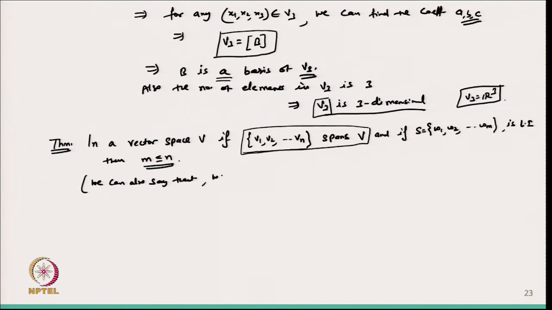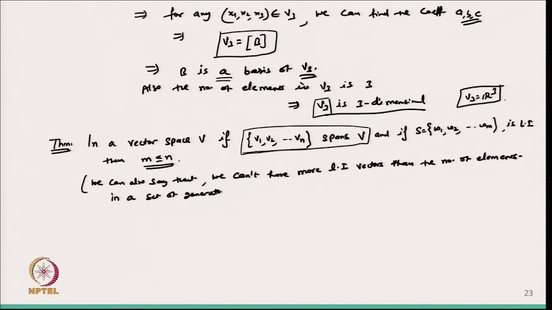Okay, so in this case we can also say that we cannot have more linearly independent vectors than the number of elements in a set of generators, or in the spanning set. Like here we have n elements in this generator, because it spans V, it generates V. Then we can say that if we have a set of linearly independent vectors, then m cannot be greater than n. So, this is the way we have defined it. So, here it is spanning basically.